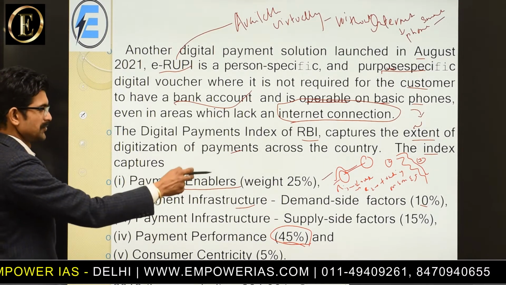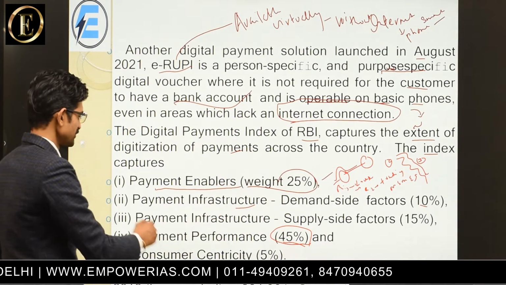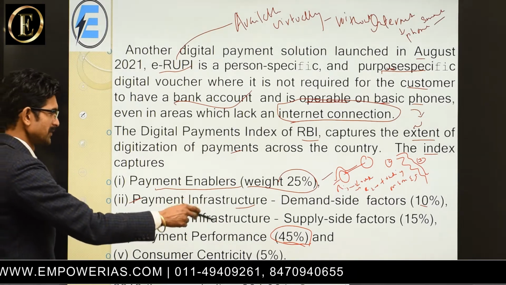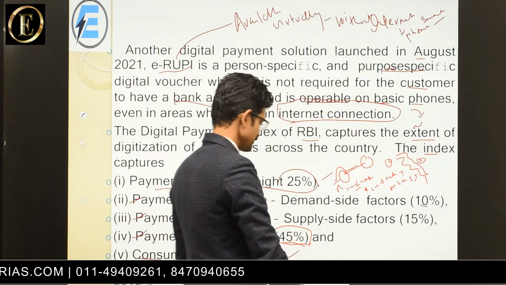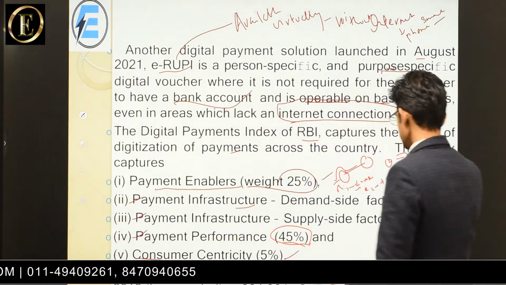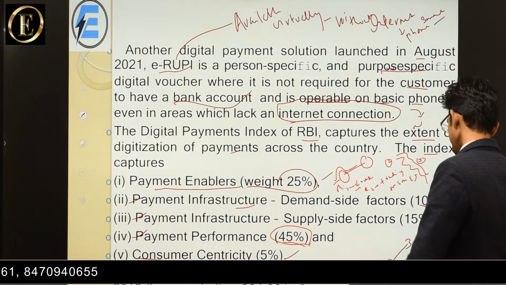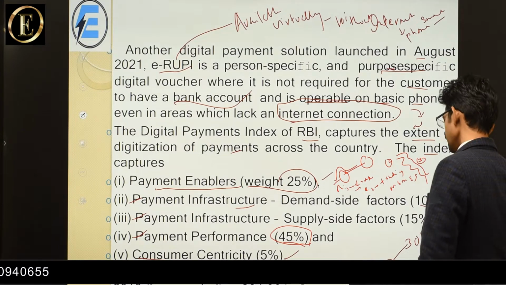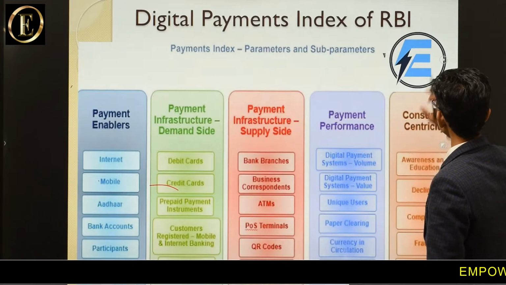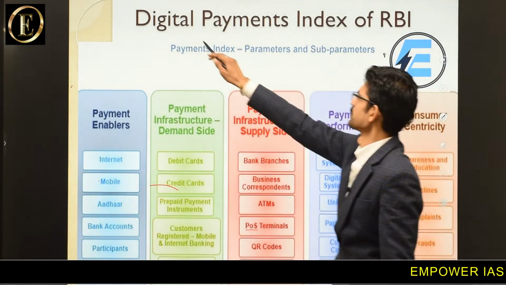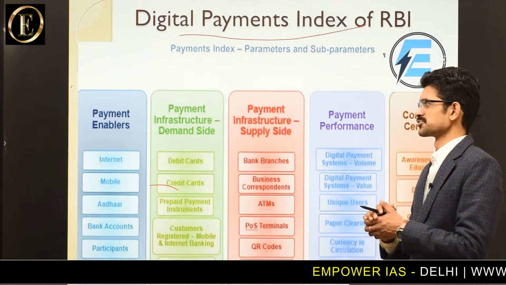include payment enablers, which weigh 25%, then payment infrastructure demand side factor 10%, payment infrastructure supply side factor 15%, payment performance 45%, consumer centricity 5%, and the index, that is the digital payment index, raised from 0.100 to 304.06 in September 2021. Digital payment index of RBI. So we will look into how digital payment of RBI has shown the progress.